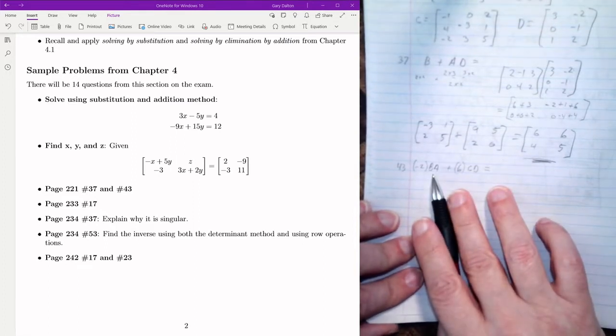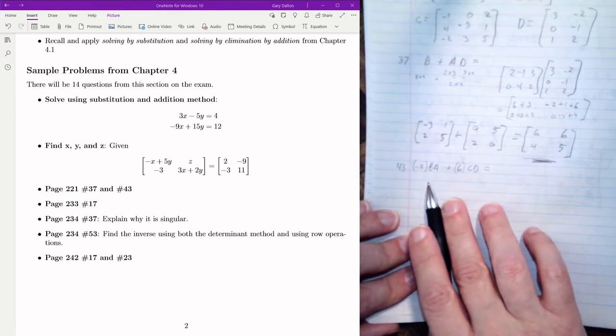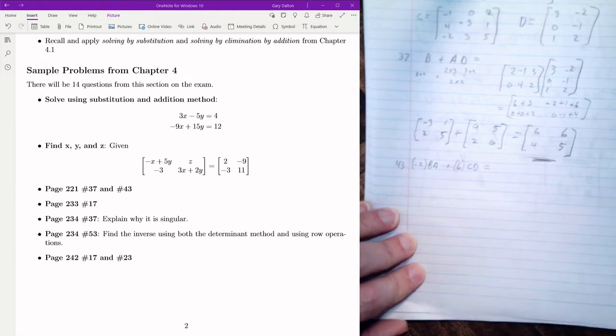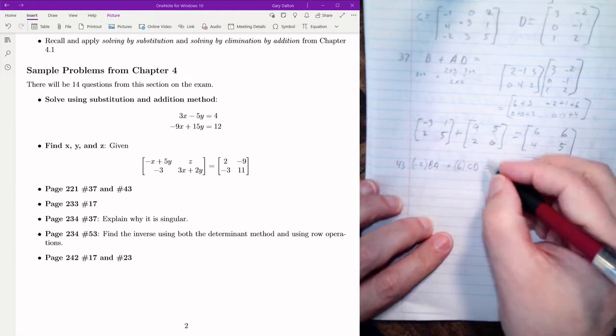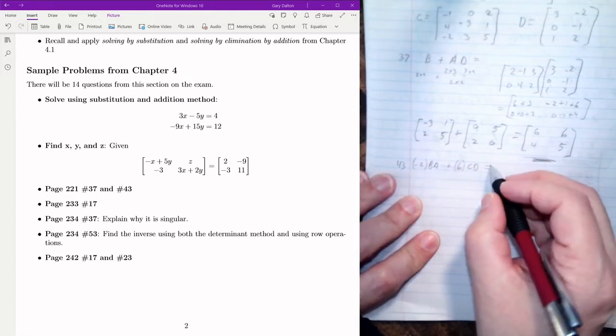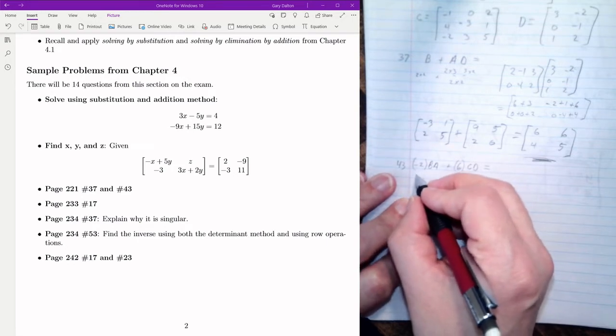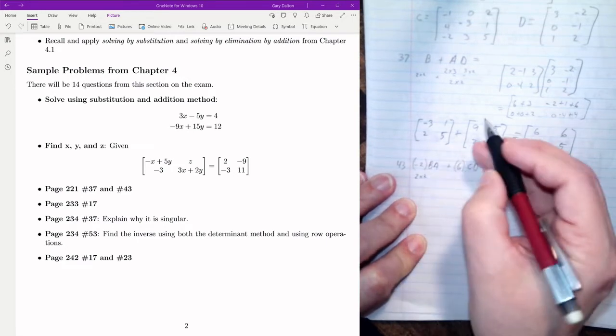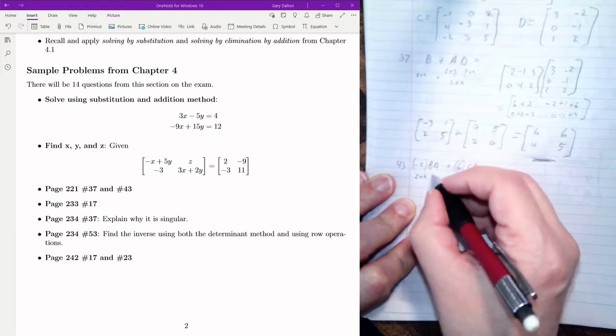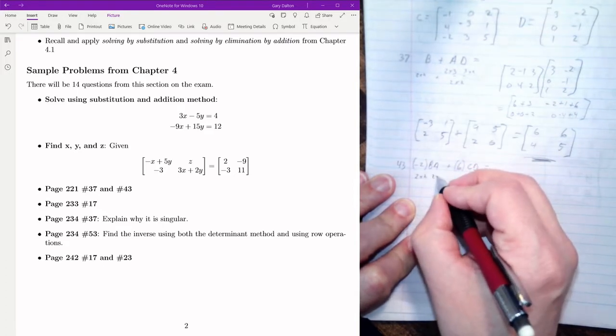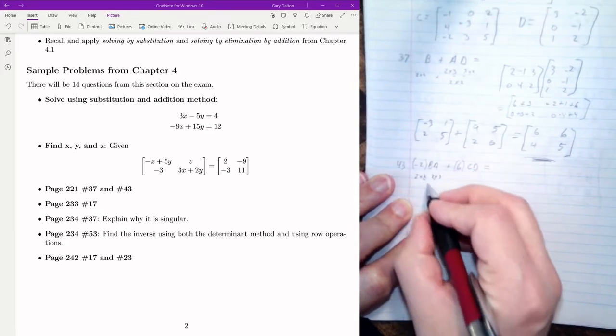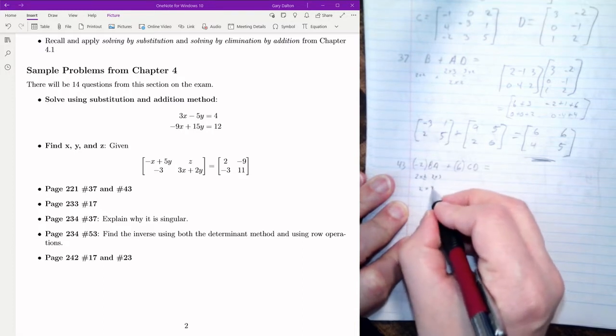Okay, so this looks a little bit complicated. Let's take a look at number 43. Now remember, the first thing we always do is we check to see that we can do these operations. So we have this is a 2 by 2. B is a 2 by 2. A is a 2 by 3. We can do the operation. The output will be a 2 by 3.